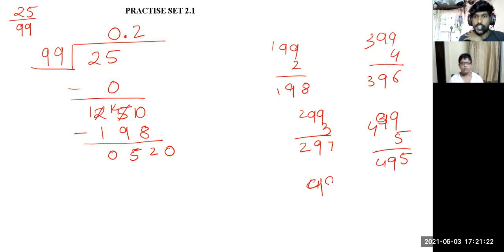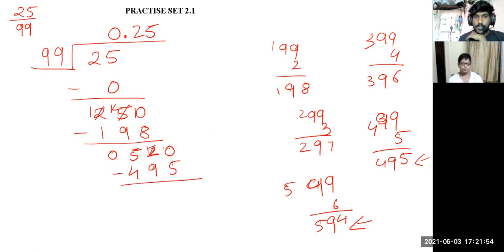And if you check for 6, it's bigger. 594 we are getting. So what should we take? This is 520 here. This is 594, it's greater. And this is 495. So what to take? The smaller one. So we'll take 5s. 99 5s are 495. Subtract it. So 10 minus 5, 5.